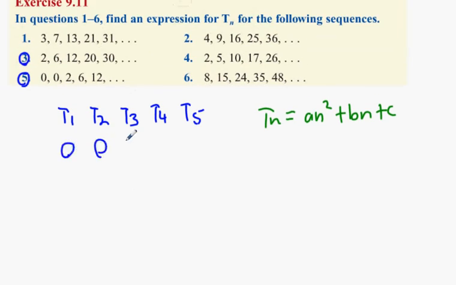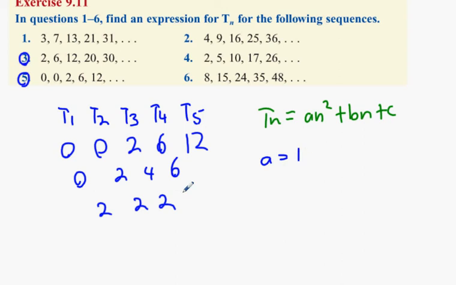Okay, guys, same thing again. 0, 0, 2, 6, 12. Is this sequence arithmetic? No. Gap is 2. Oh, sorry. 0, 2, 4, 6. Everybody happy with that? Now what happens next, guys, is the second difference. 2, 2, 2. A value is 1. Half of the second difference. Changes your formula into n squared plus bn plus c.